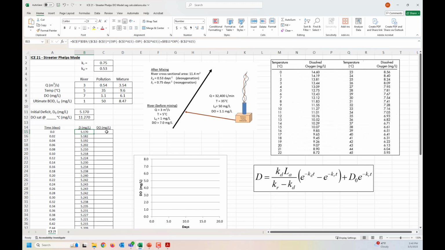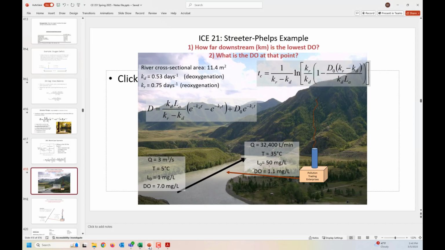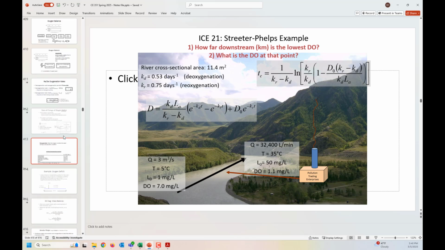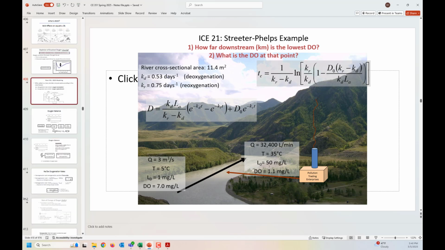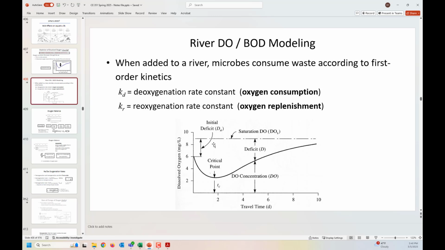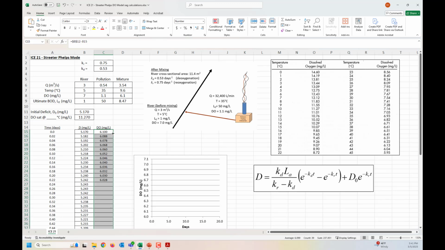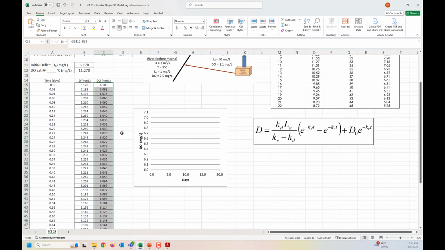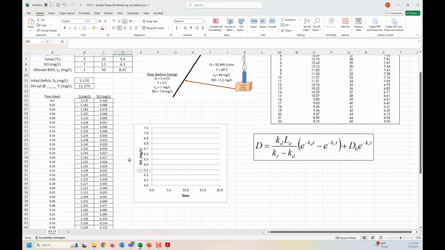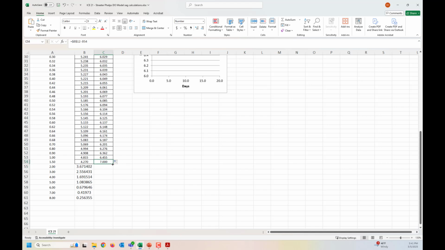So if this is modeling the deficit, remember that according to what we saw in class, the deficit is what we're calculating. Dissolved oxygen concentration is saturation minus the deficit. So dissolved oxygen is saturation, anchor the reference there, minus the deficit. Okay. So now I could do a graph of how the dissolved oxygen concentration is varying over time.